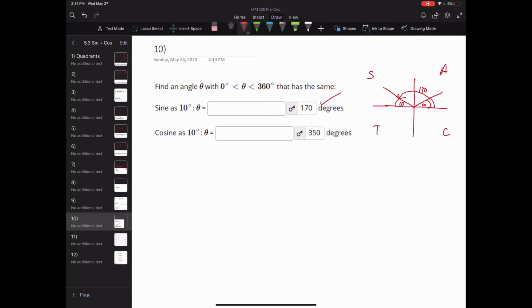And let's do the same thing for cosine. So, you know, cosine is positive in this quadrant. So we need a reference angle of 10 degrees here. So that means we have to go around all the way this way, 350 degrees, right? 10 degrees less than that full 360. Okay, that was a weird question, but pretty cool.